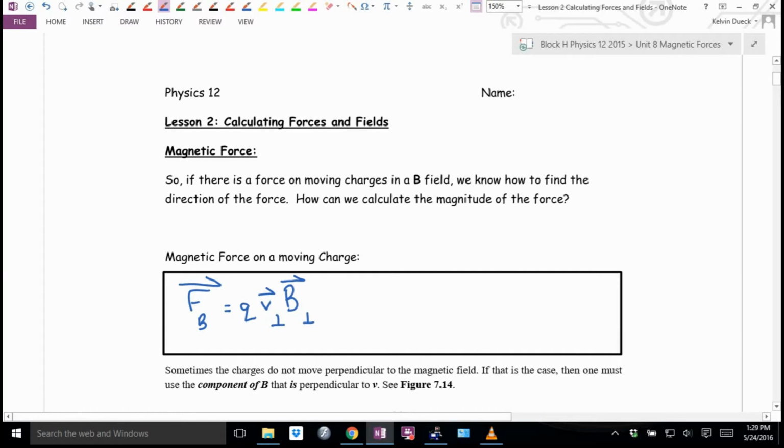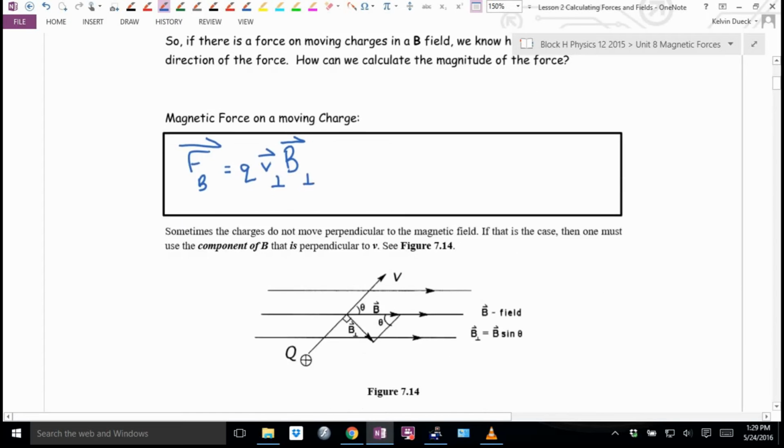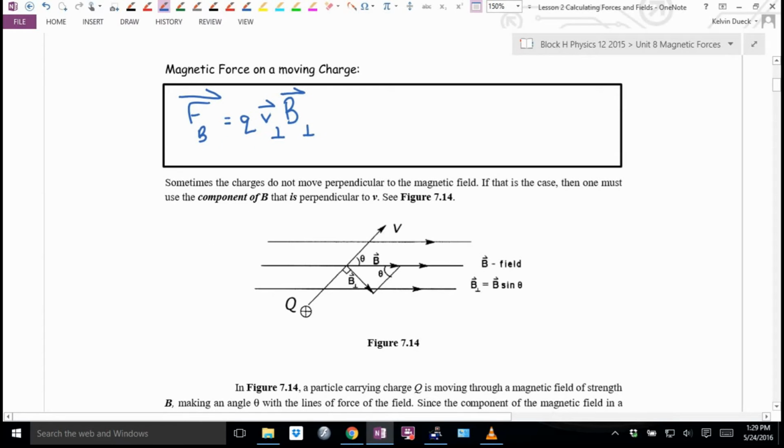to each other. Really, a charge experiences a force when it crosses the lines of a magnetic field, not when it's traveling parallel to a magnetic field. It's when it crosses the lines of a magnetic field. Sometimes the charge moves at an angle to the magnetic field. If that's the case, then you could find the component. It ends up being sine theta.